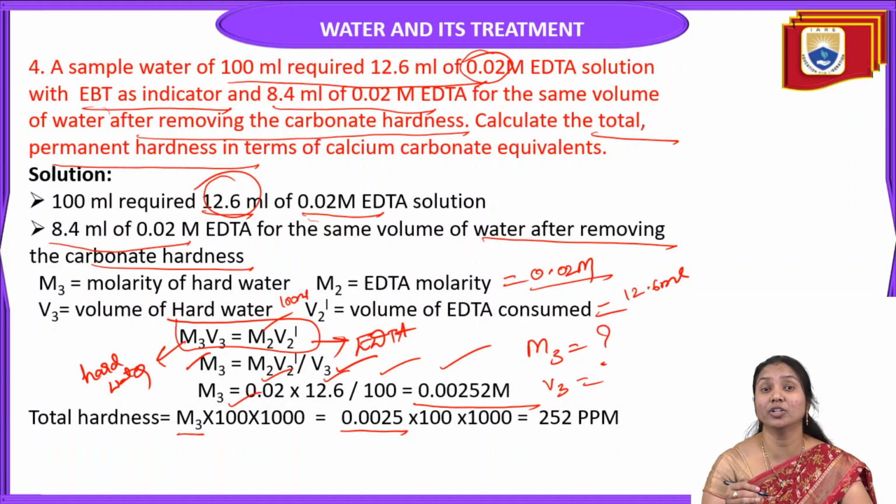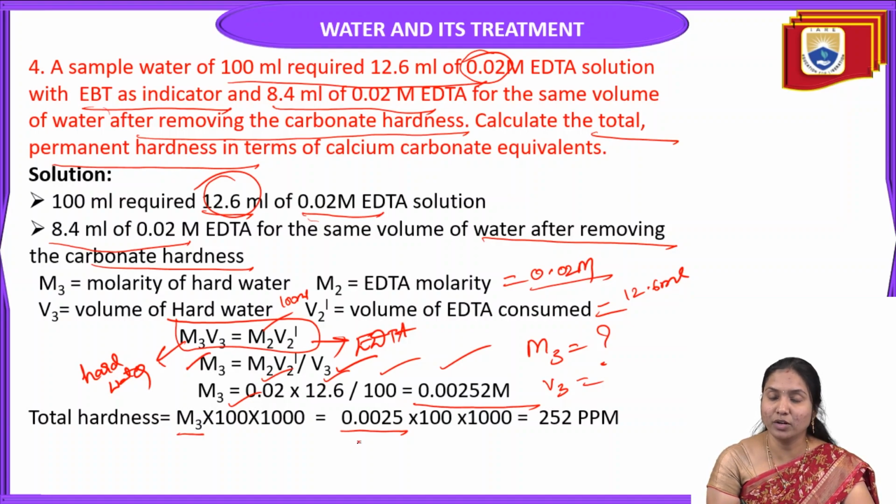Because calcium carbonate is highly insoluble in water, and its molecular weight is 100 and equivalent weight is 50, the calculation is very easy. That's why all the hardness can be converted into calcium carbonate equivalent.